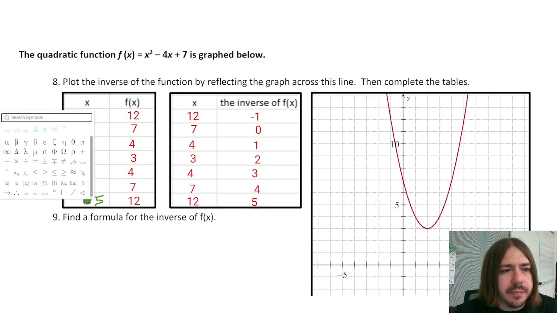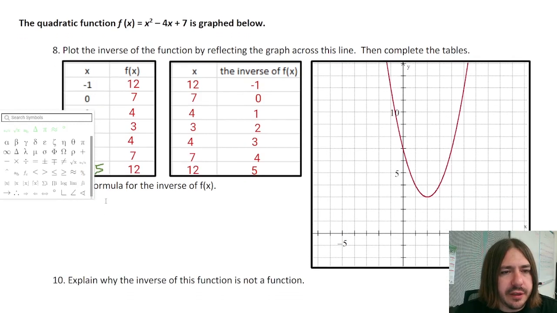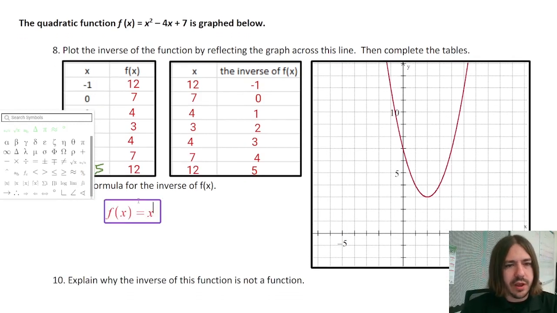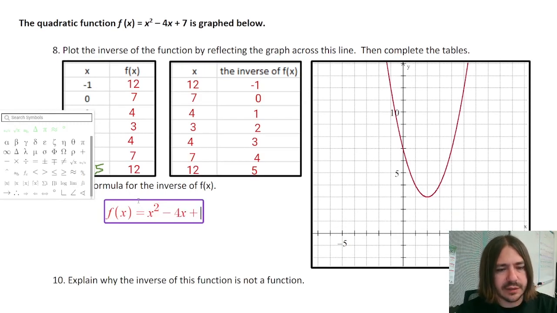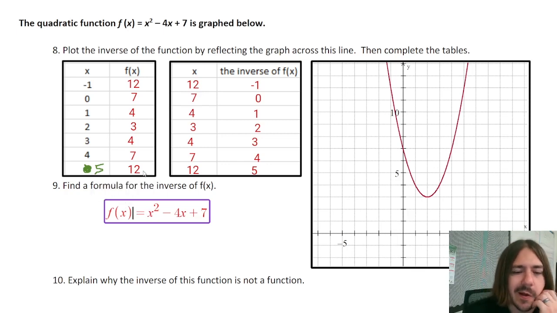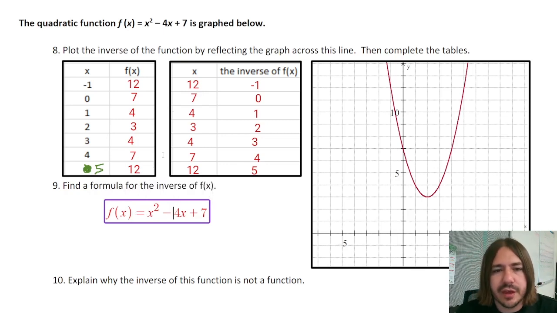Now, the function here is x squared minus 4x plus 7. I'm going to be honest with you. I'm never going to give you one that's going to be this complicated as far as trying to find the inverse function. However, that being said, let's see if we can't plot this and see what we get.